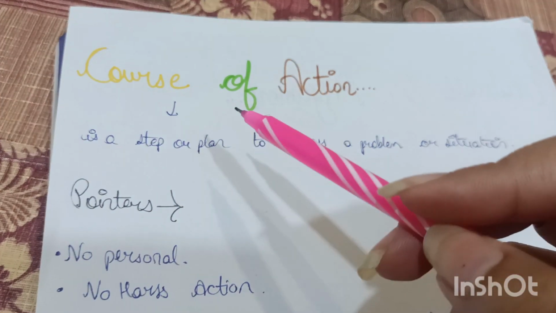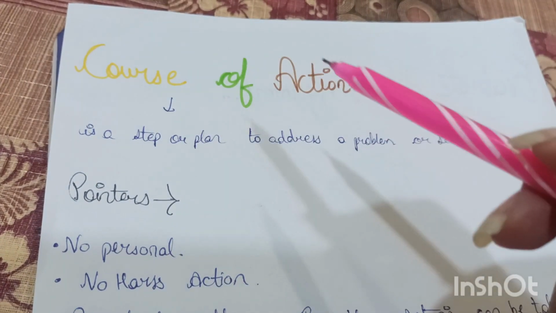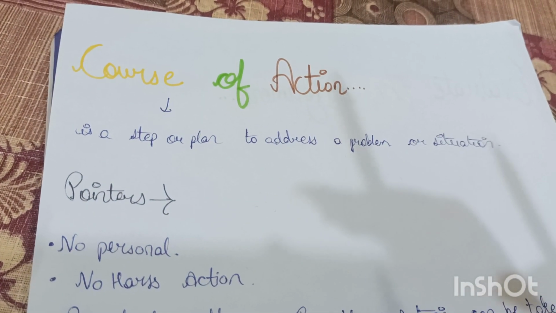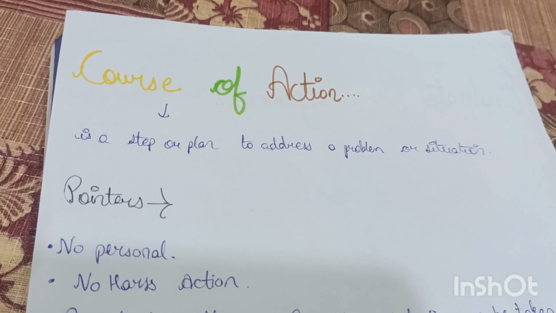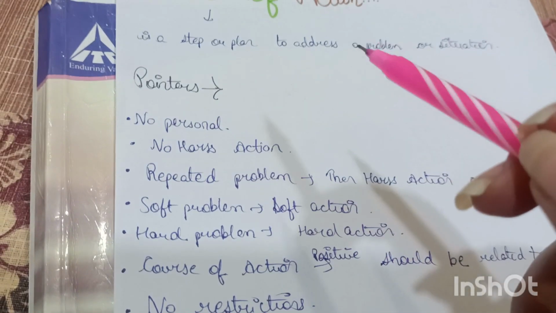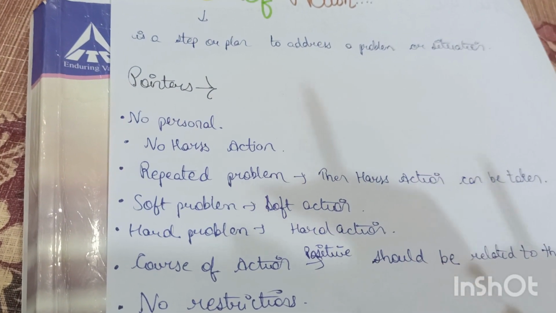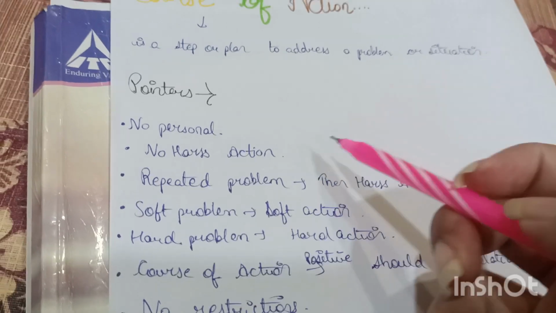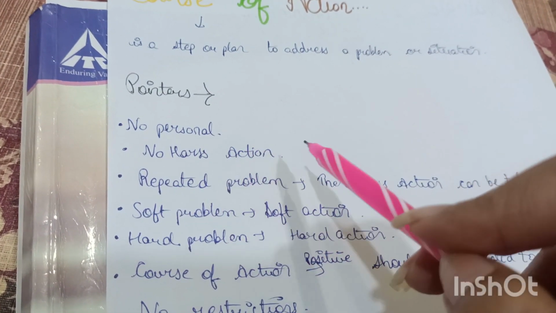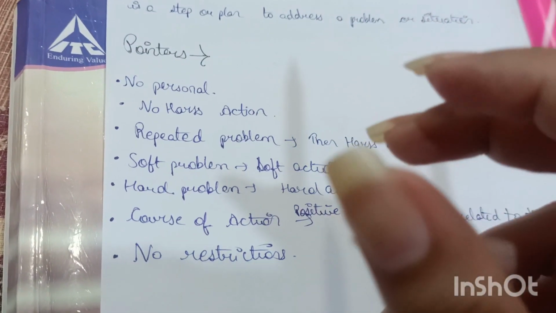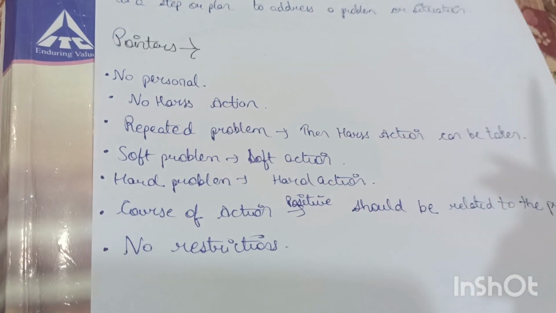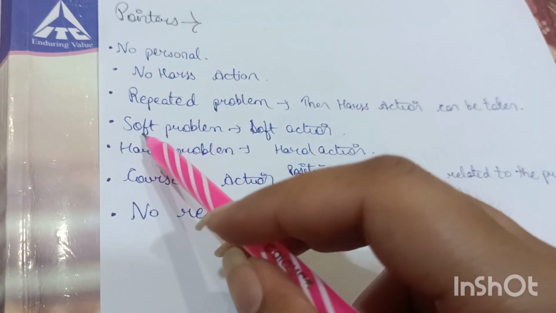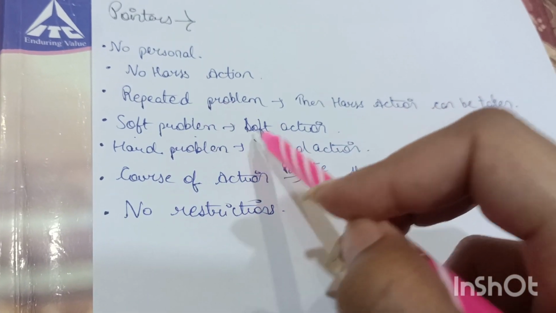So let's understand it once again. Course of action means if some problem or situation has occurred, what will be your next step or your next plan towards that situation. You should not take the situation personally, and you should not take any harsh action. If a problem occurs again and again, then you can go for harsh action. If there is a soft problem, then you take soft action.